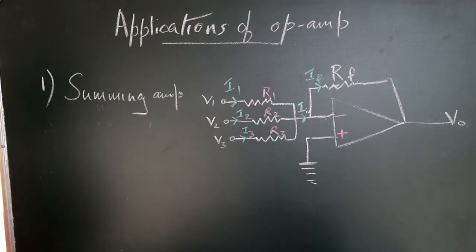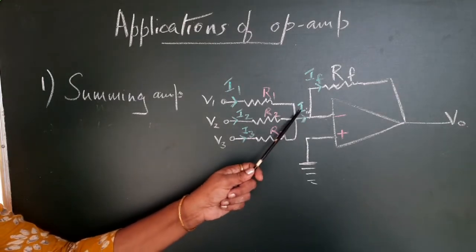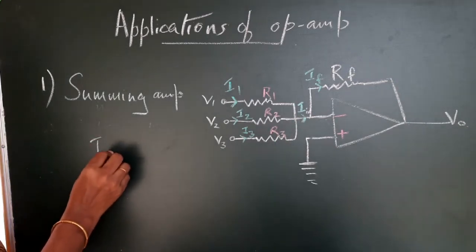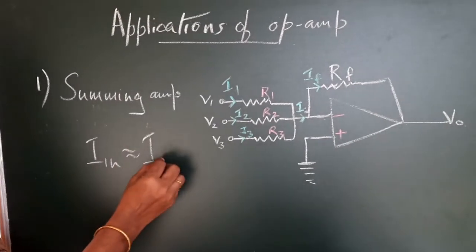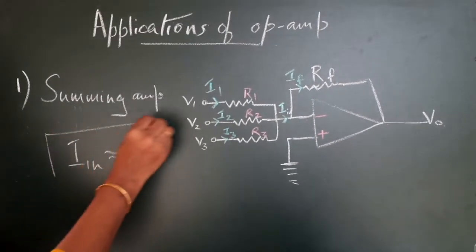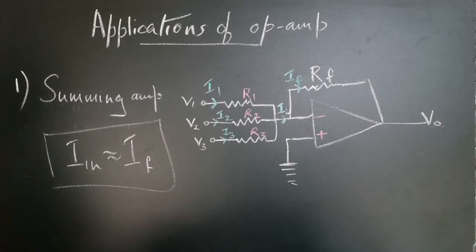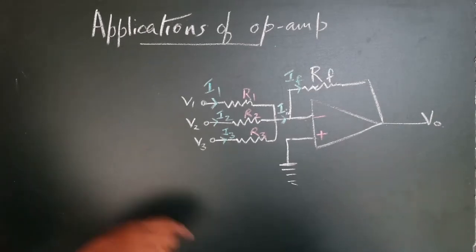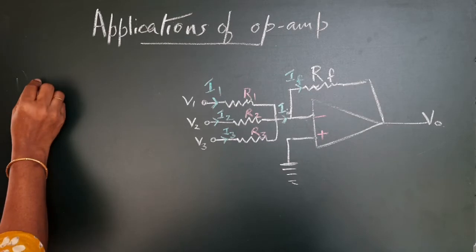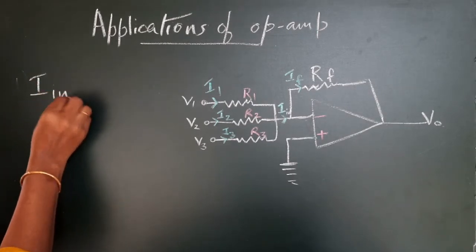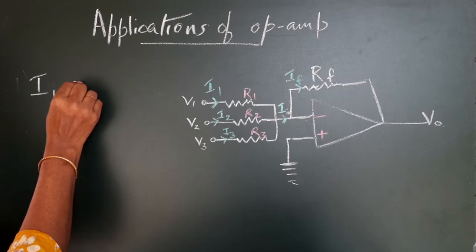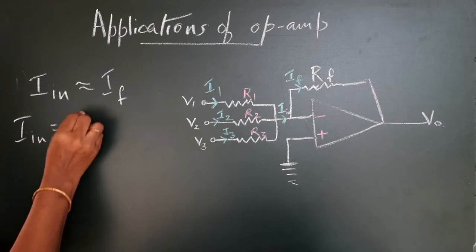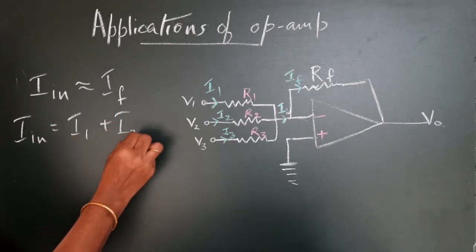So let us see what the situation is. Here you can see that we have the thumb rule: I in, the input current, is almost equal to IF, the feedback current. Based on this principle, we will go forward. We want to find out I in, and that should be equated to IF. I in is nothing but I1 plus I2 plus I3.